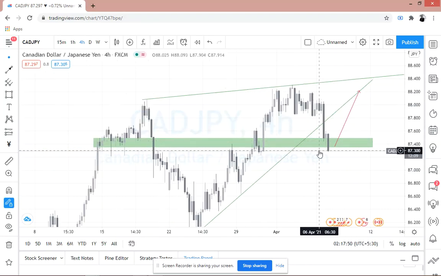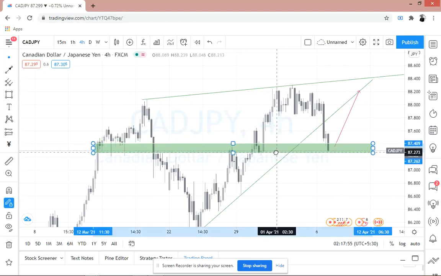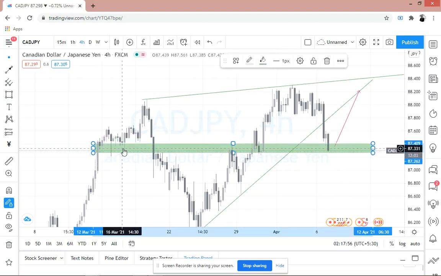Okay. So once you see rejection, you have some buyers here. So once you see rejection from buyers and the next candle was green, you can start buying right away. If there's no rejection and the next candle was not green, you don't buy.